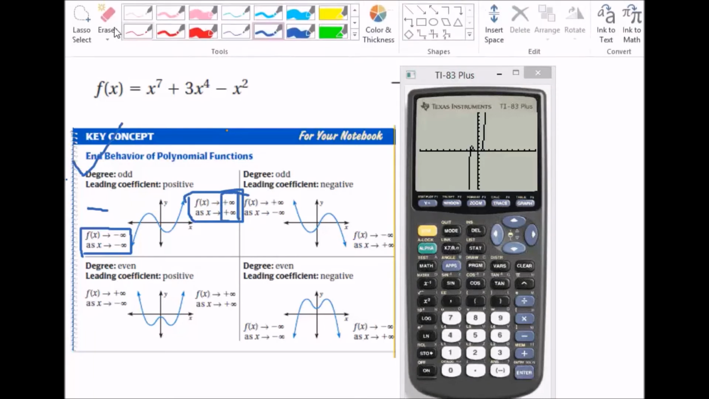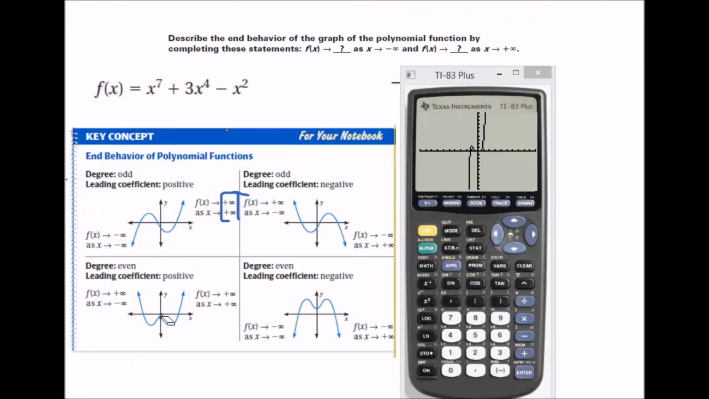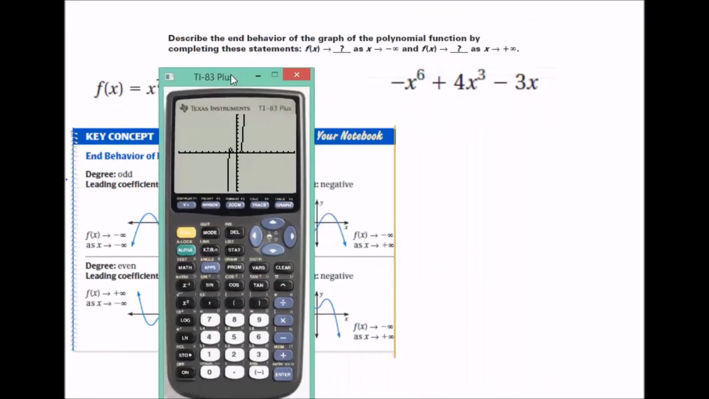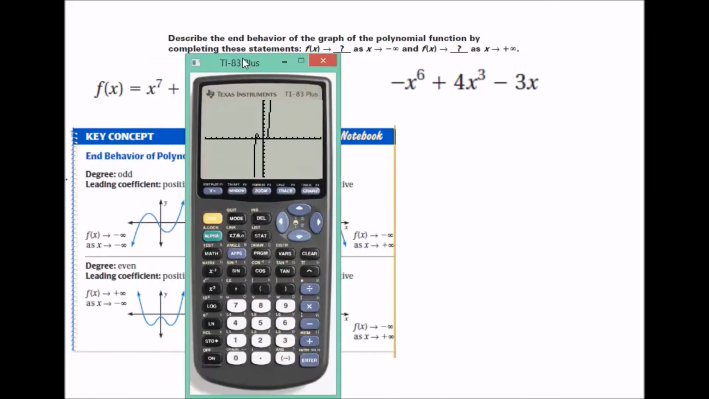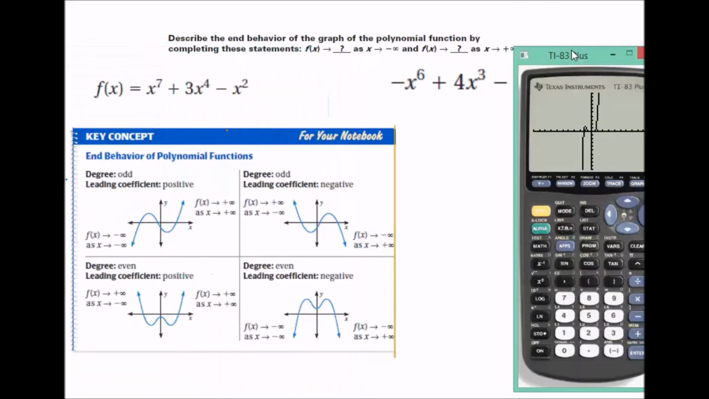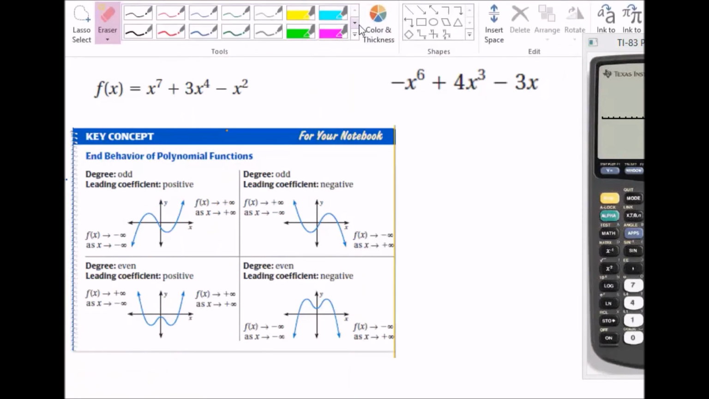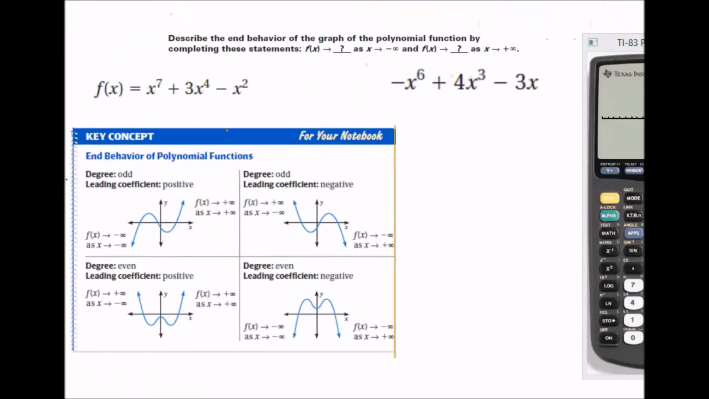Okay, let's look at this second one. So we have negative x to the 6th plus 4x cubed minus 3x. And we're going to look and see, is it in standard form? The answer is yes. These exponents descend from greatest to smallest. We see that it has an even degree. The degree is 6, which is even.